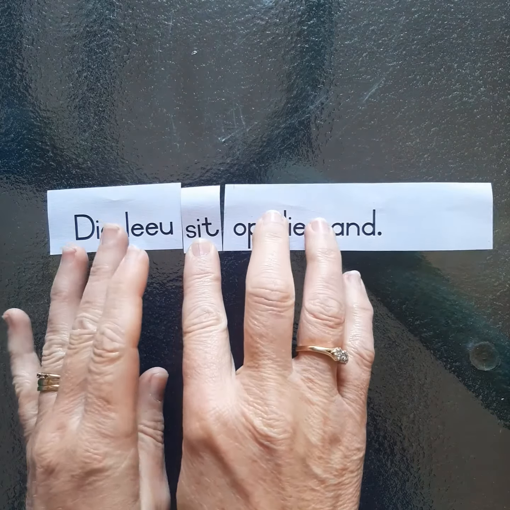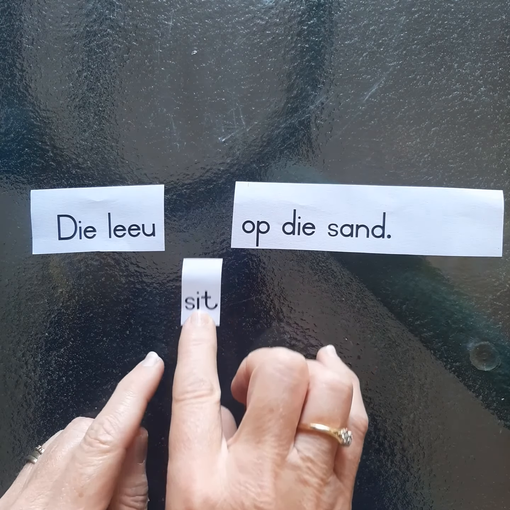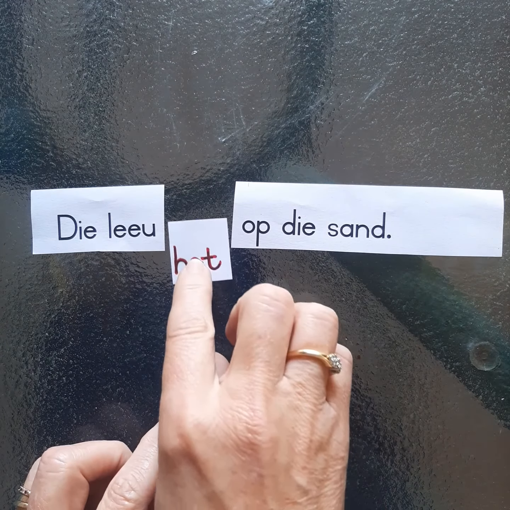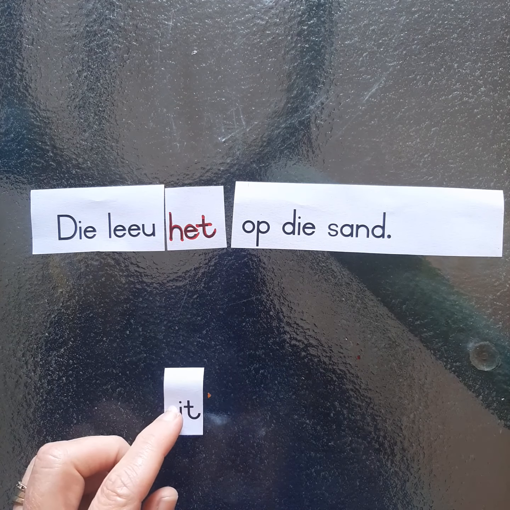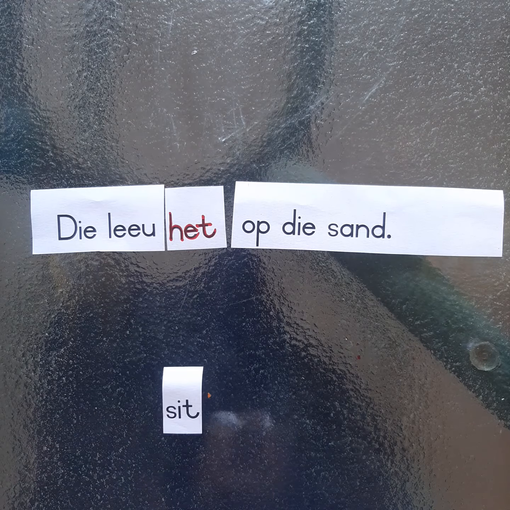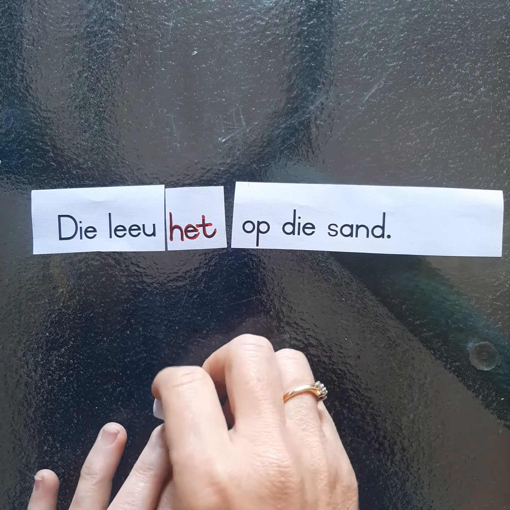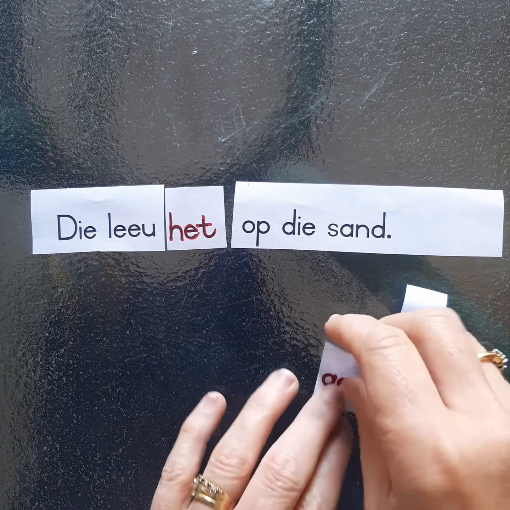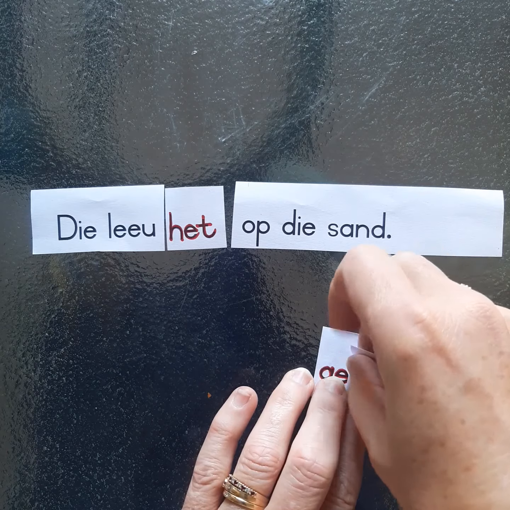Now for verlede tyd, we're going to do exactly the same thing we did for all the others. We're going to take out the verb. And the word we're going to use for verlede tyd is het. Het means have. It has already happened. Okay? Has. Die leeu het op die sand. Now we're going to send the verb to the end, but we're going to add something onto the verb. And we are going to make a new word.